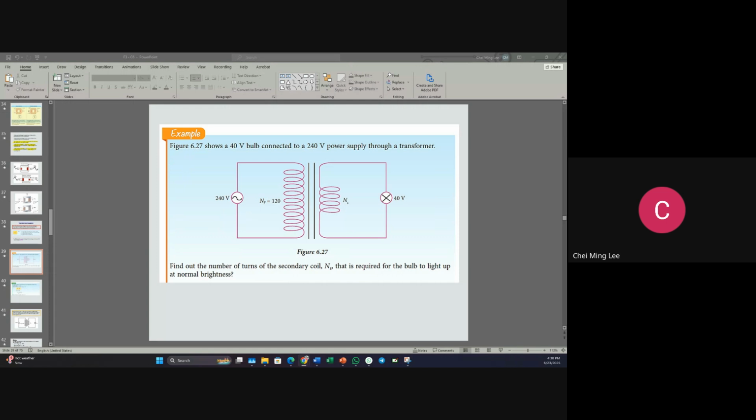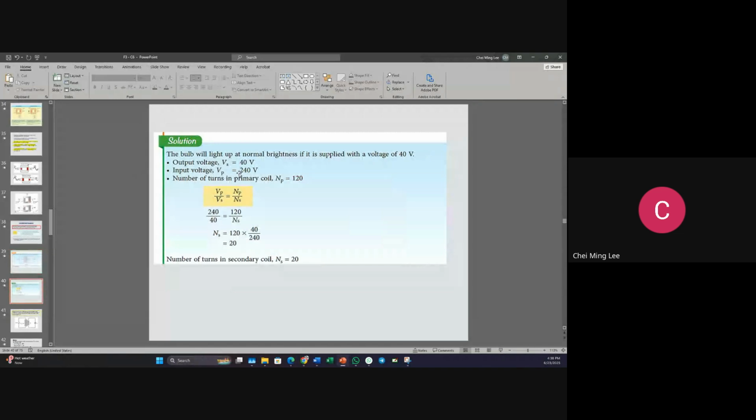Okay, done? All right, so let's see the answer. So you see, it lights up at normal brightness if it's supplied with a voltage of 40. So V secondary is 40, primary voltage is 240, number of turns in the primary coil is 120. Fill in the formula, rearrange, and you get NS is 20. So the number of turns in the secondary coil should be 20. So is it correct? You did it correctly?